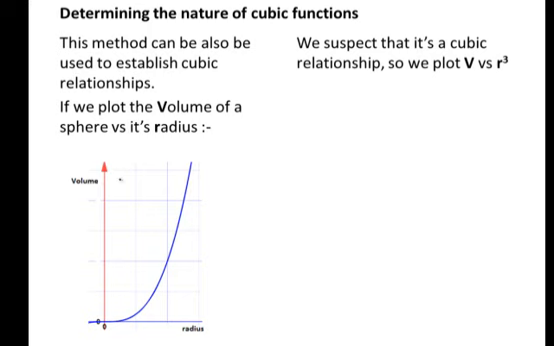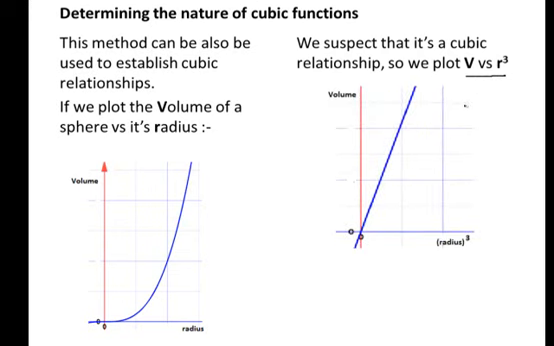So we suspect it's volume versus r cubed, so we plot volume versus r cubed, and this gives us our nice straight line. And now we've verified that V is proportional to r cubed, and if we got the slope it would work out to be 4 over 3 pi, and then we'd know the relationship was that V is equal to 4 over 3 pi r cubed, which verifies we are looking at the volume of a sphere.